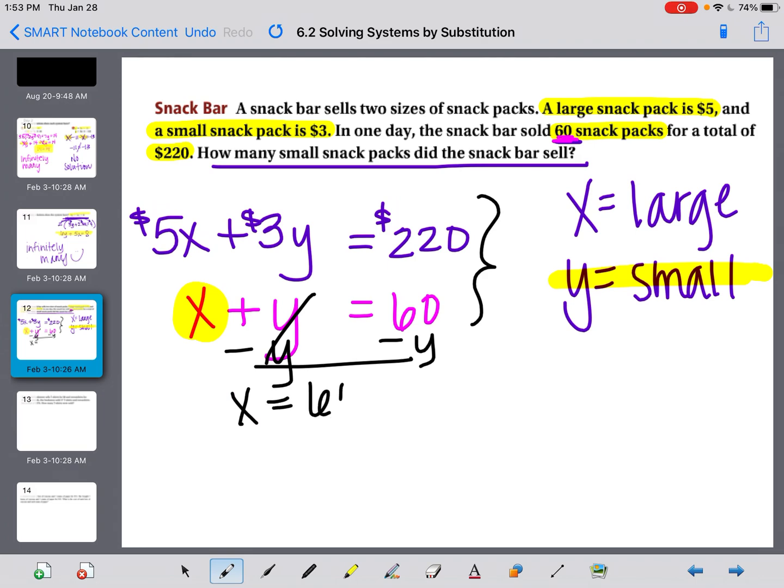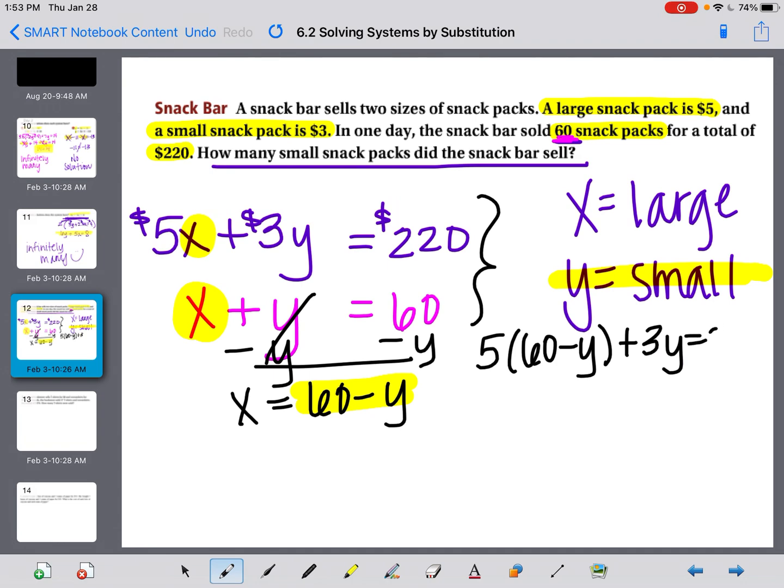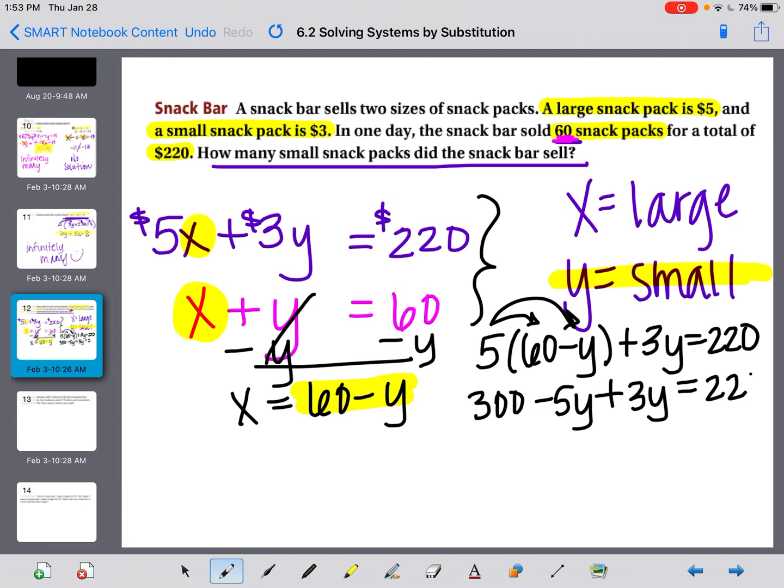Okay, so if I take away y, x is going to be equal to 60 minus y. Okay, so up here, wherever I see an x, I'm going to put in 60 minus y. So it'll be 5 times 60 minus y plus 3y equals 220. Okay, when I distribute, 5 times 60 is 300 minus 5y plus 3y equals 220. Okay, combine my like terms and I get 300 minus 2y equals 220.